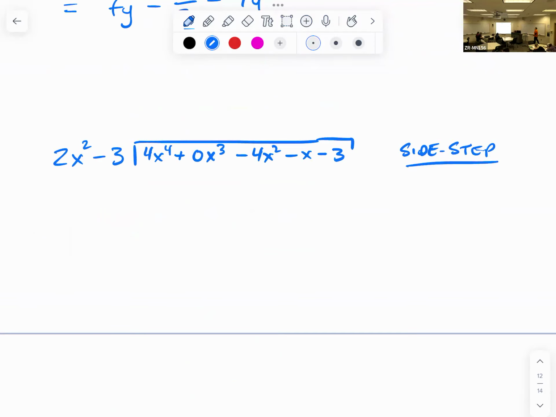Okay, so it's getting it all set up and written correctly. Always the first step. Almost all mistakes are in the first couple of steps, so we always want to start off on the right foot. Then we begin. 2x squared times what makes 4x to the fourth? 2x squared.